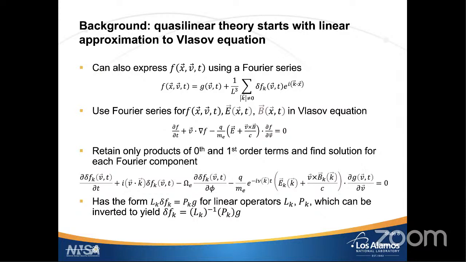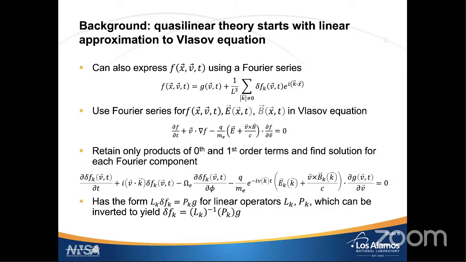Since L sub k is a linear operator, meaning it takes derivatives of the function it operates on, it can be inverted. This results in an integral operator. And we can express delta F sub k as the product of two linear operators times G.